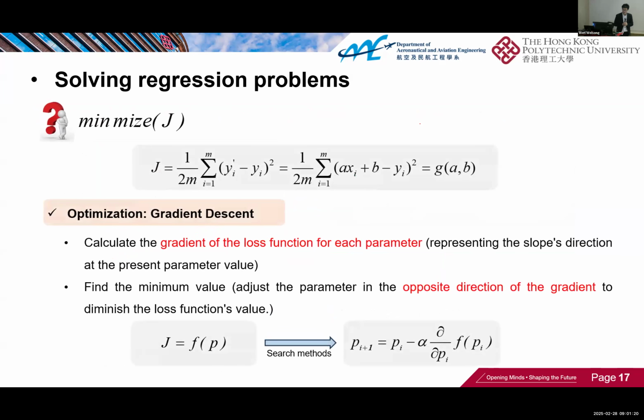So from the general way, if you want to find the line, and the best A and B, you need to minimize this function. Minimize this function. So okay, from the top.